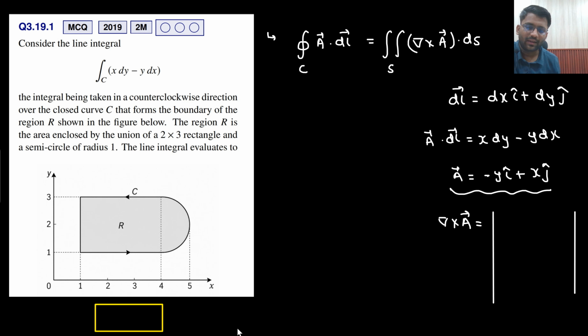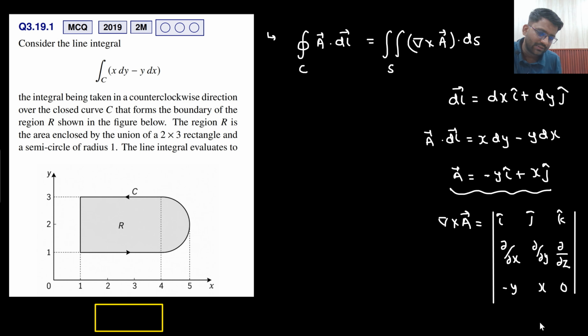i cap, j cap, k cap; del/del x, del/del y, del/del z; minus y, x, 0. So when you solve it, for i cap it will be 0, for j cap it will be 0, and for k cap it will come out to be 2. It will come out to be 2k cap. So it is coming out to be 2k cap.